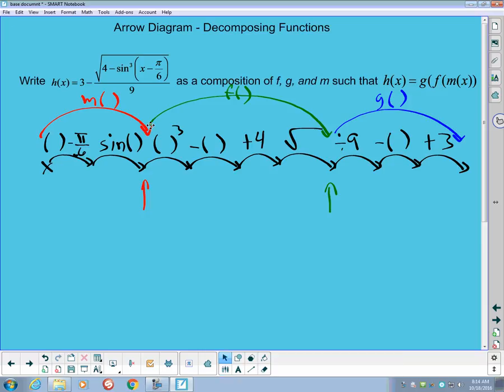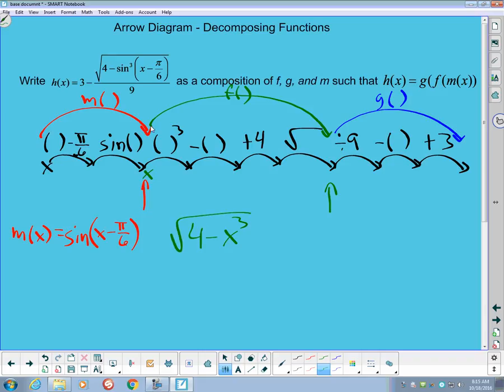So what does m of x look like? Well, m of x, we start with an x. We get x minus pi over 6, and then that gets put into a sine, and that stops. And then we start over with a new x to get an idea of what f of x looks like. And so it's got an x that's being cubed, sign change, add 4, put it under a square root. This is our f of x.